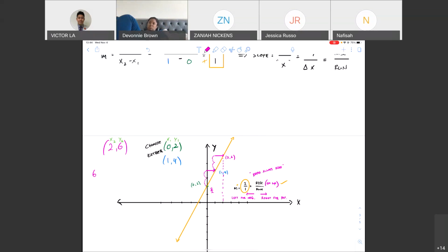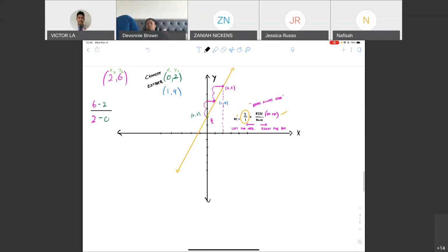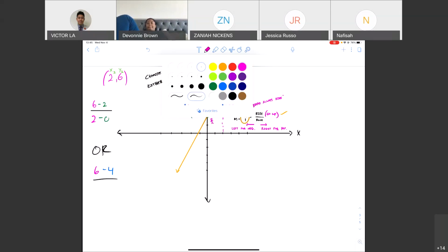So whether you do 6 minus 2 over 2 minus 0, or you do it in blue, right? You go 6 minus 4, looks like, over 2 minus 1. So let me pause for a second.